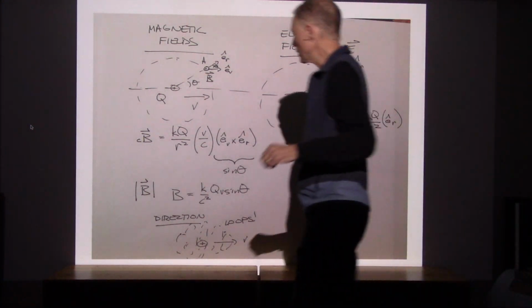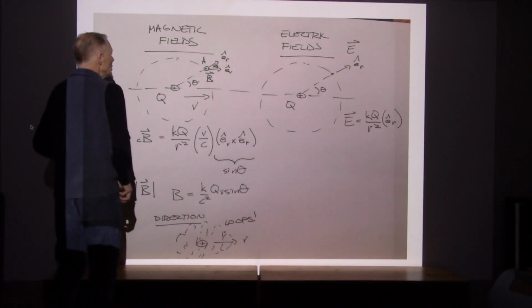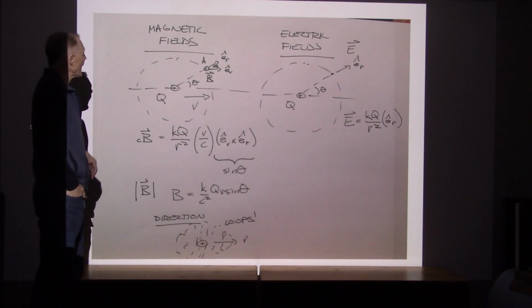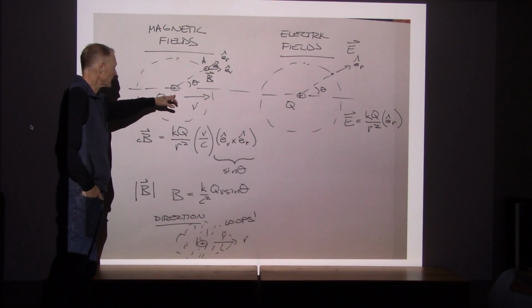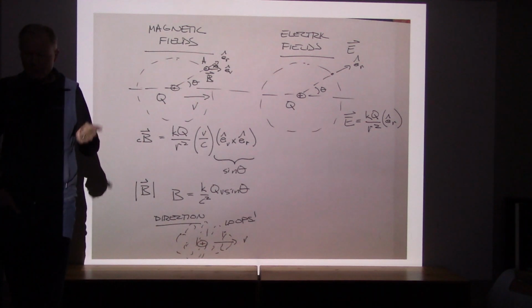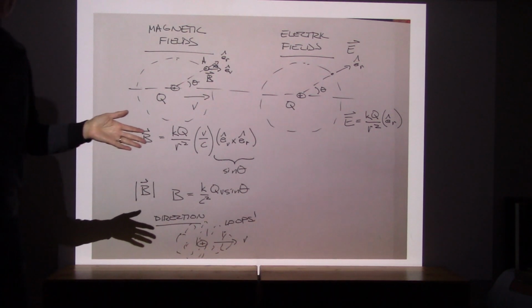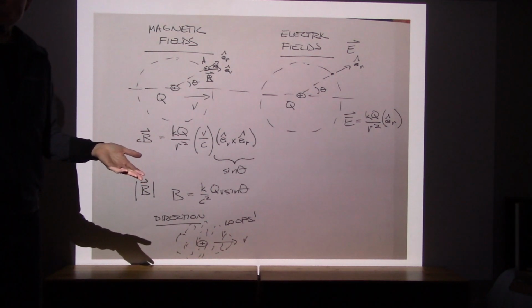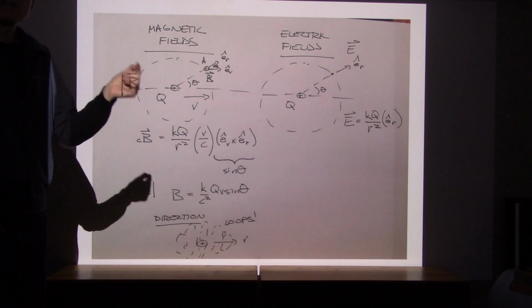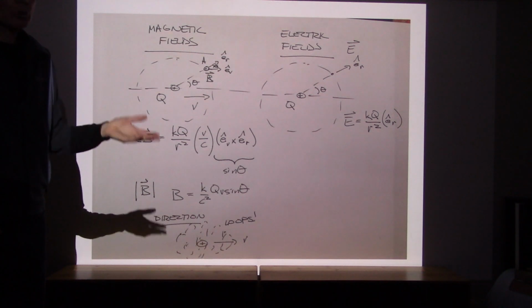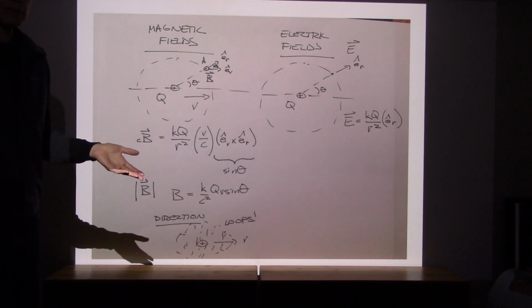Now let's see how that compares with a magnetic field. So in order to have a magnetic field generated, the charge either needs to be moving with some velocity or it needs to have an acceleration. So velocity and acceleration are going to determine how large the magnetic field is.